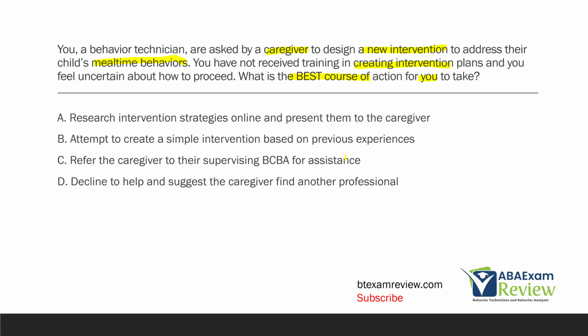D, decline to help and suggest the caregiver find another professional. Well, of course not, right? This is something that can be addressed, and we can talk with the supervisor and do assessments and start to work on intervention plans, but it's not something you as the technician need to be doing personally. So the best course of action for you to take is to refer the caregiver to the supervising BCBA for assistance.